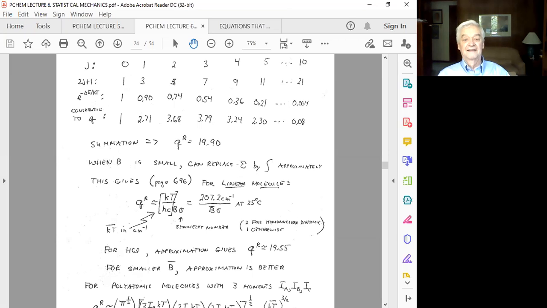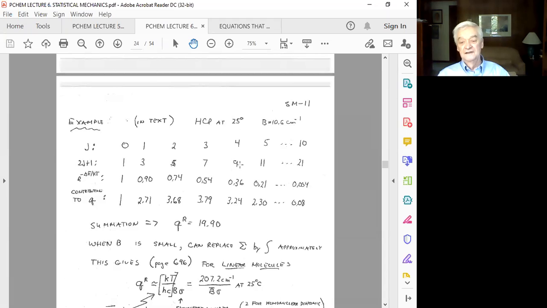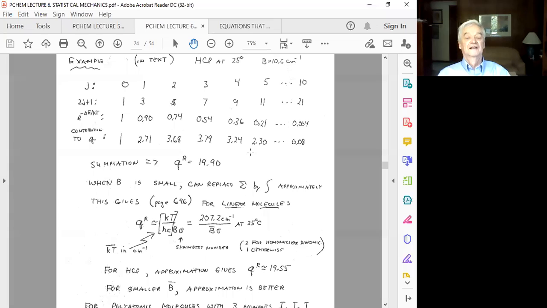Here, the individual quantum states are not as close together. There might be 10, 20, 30, 40 wave numbers apart. And so the integration approximation doesn't work as well. But basically, it says to do the calculation, you take KT in wave numbers. And so the term I'll put in brackets here is KT in wave numbers. At room temperature, 25 degrees centigrade, it's 207.2 wave numbers. And all you have to do is divide by the rotational constant.